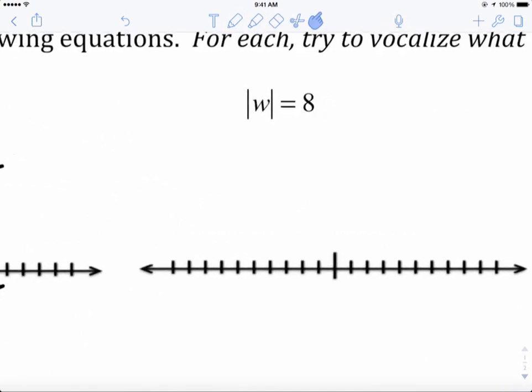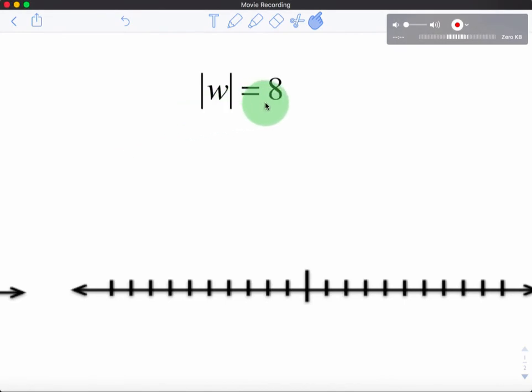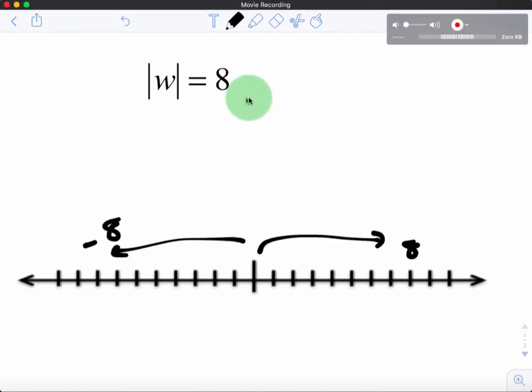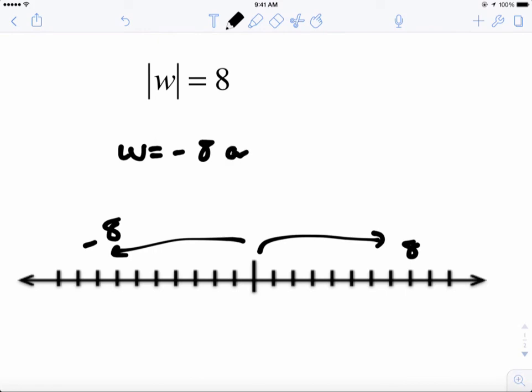In this one, the absolute value of our unknown w equals 8. Well, this means please find a number or numbers whose distance from 0 on the number line is 8. Which numbers are 8 away from 0 on the number line? Those numbers are going to be positive 8, 1, 2, 3, 4, 5, 6, 7, 8, right here, 8 units to the right, or negative 8. Those are the two numbers who are 8 away from 0 on the number line. So our solutions in this case are w equals negative 8 or w equals positive 8.